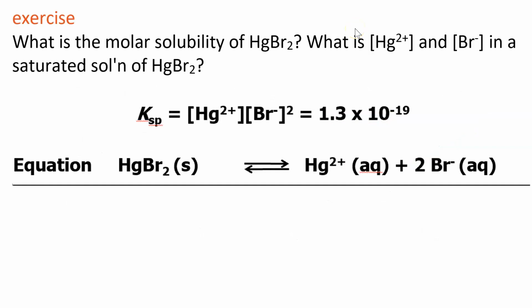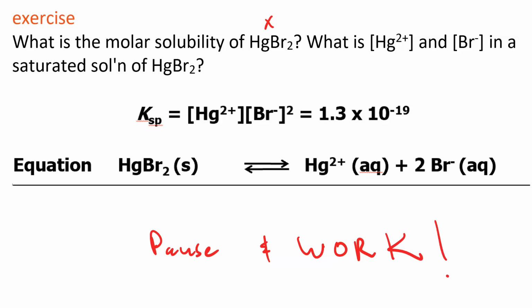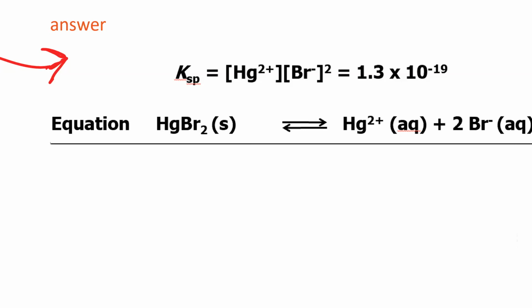So here's an exercise for you to try. What's the molar solubility of HgBr2? In other words, what's x? And then what is the concentration of mercury ion and the concentration of bromide ion in a saturated solution of HgBr2, given that the Ksp of HgBr2 is 1.3 times 10 to the negative 19th. Pause and work it. Here's the answer if you are ready.